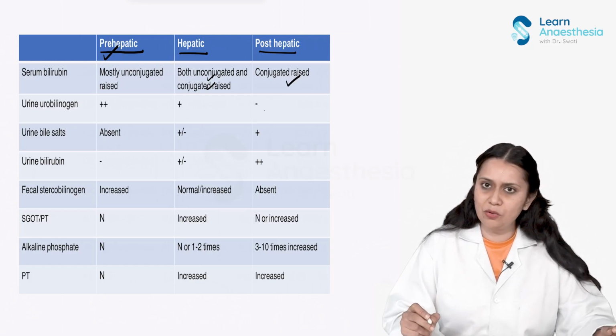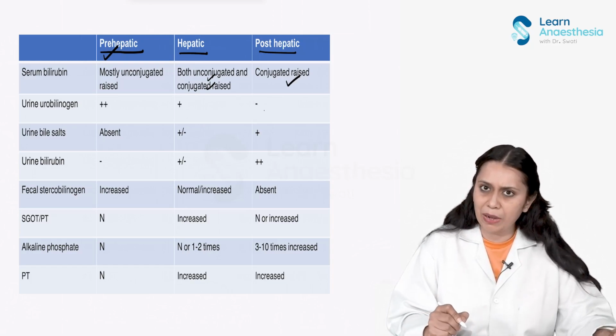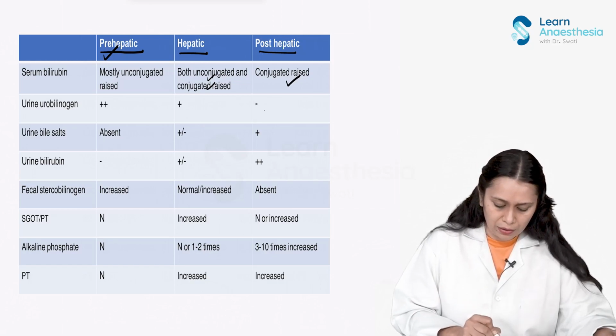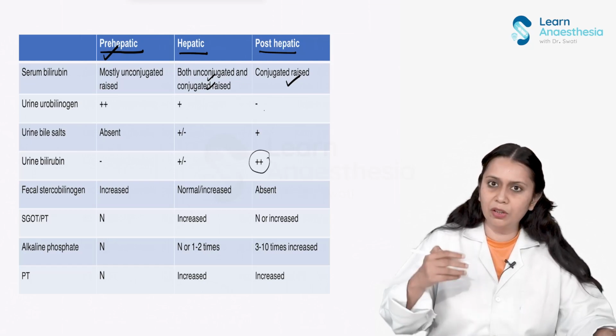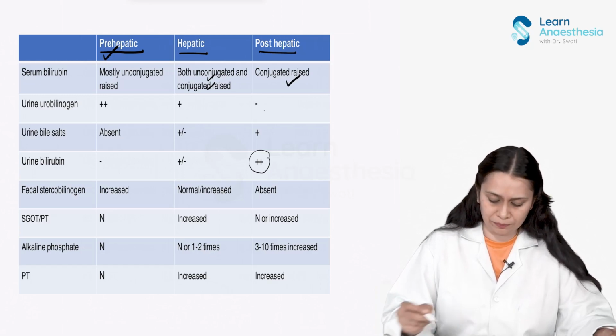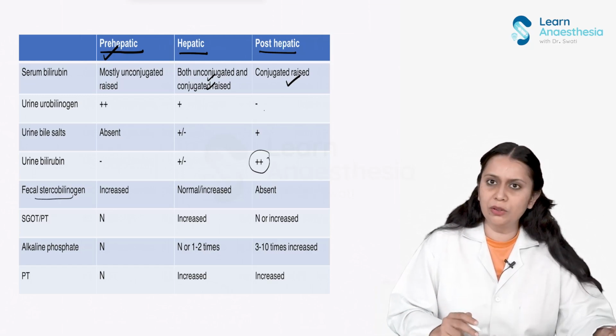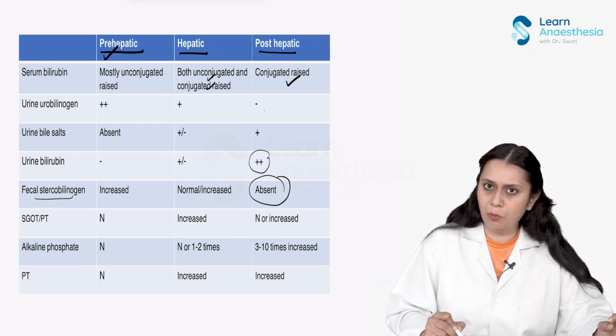Then urine bile salt is present in post-hepatic and maybe in hepatic, but not in prehepatic. Then urine bilirubin would be present in post-hepatic, because of the back pressure, the conjugated bilirubin is released in the blood, in the serum. Fecal stercobilinogen would be increased in prehepatic and hepatic, but it will be absent in post-hepatic.